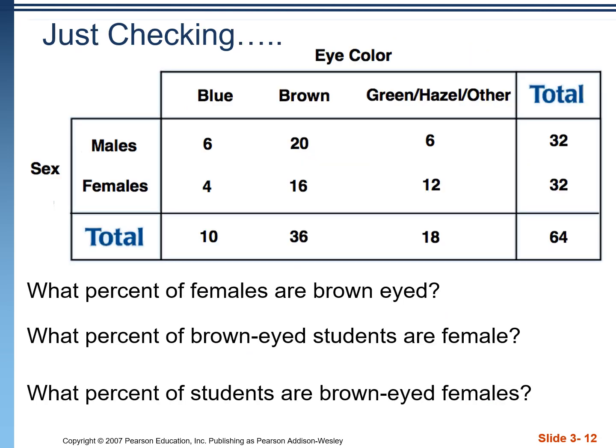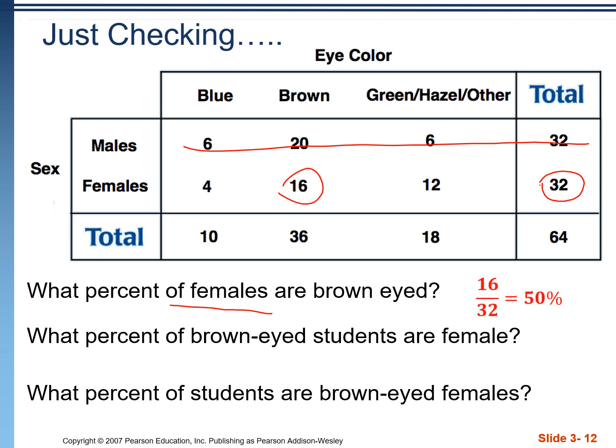So some examples. What percent of females are brown-eyed? This is a conditional probability with the condition being females, saying what percent of females. So we're only looking at the 32 females. We don't care about these 32 males up top. 16 of those have brown eyes, so 50%. What percent of brown-eyed students are females? It's going to reverse the conditioning. Now it's talking about the brown-eyed students. There's 36 of them. 16 of those are female, 44.4%. And what percent of students, there's 64 students, are brown-eyed females? 16 out of 64, 25%.